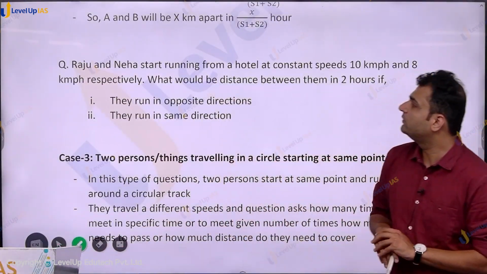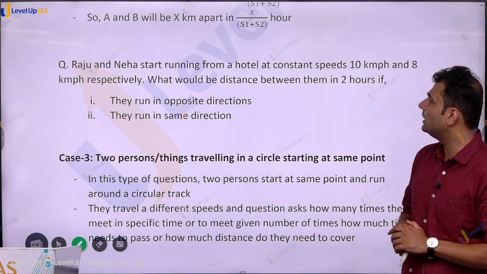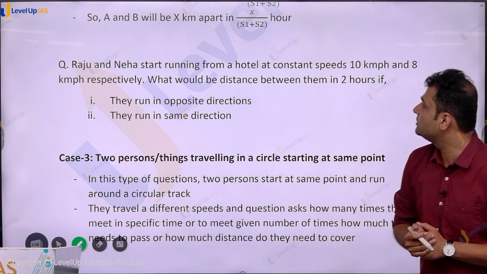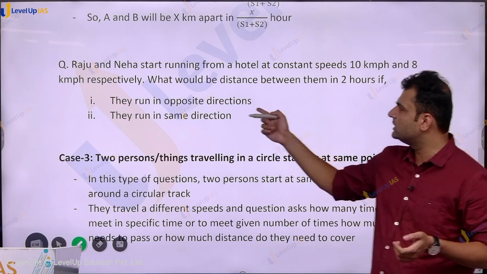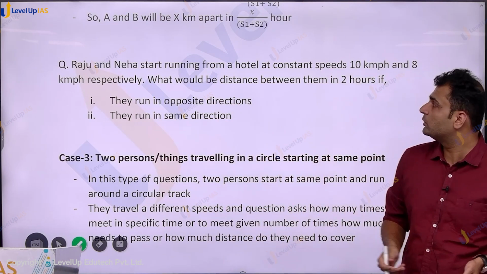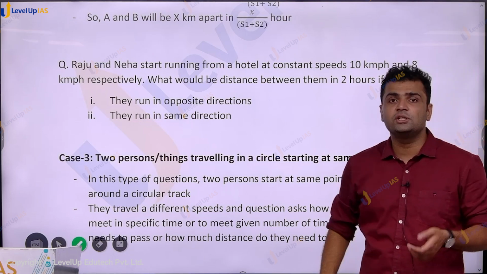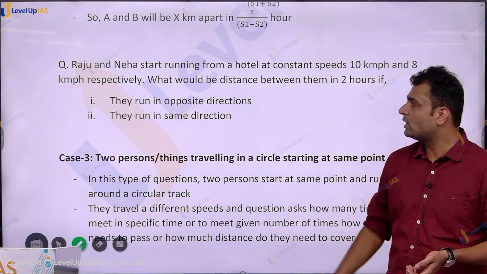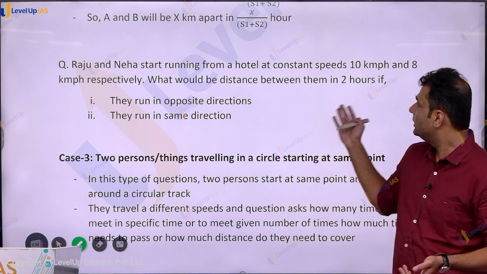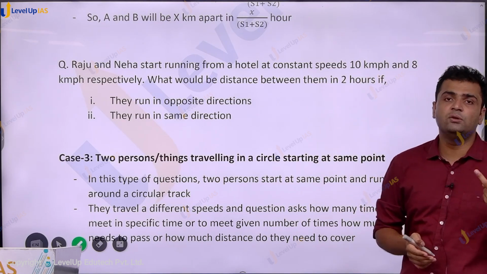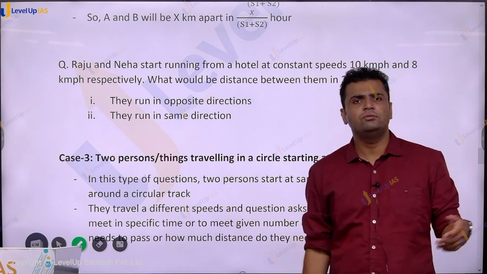For example, if Raju and Neha start running from a hotel at a constant speed of 10 and 8 respectively, what would be the distance between them in 2 hours if they run in opposite directions? If they run in opposite directions, Raju will go 10 and Neha will go 8, so the distance between them after 1 hour is 18. So after 2 hours it will be 36. If they go in the same direction, 10 minus 8, so 2 kilometers in 1 hour. So in 2 hours it will be 4 kilometers.